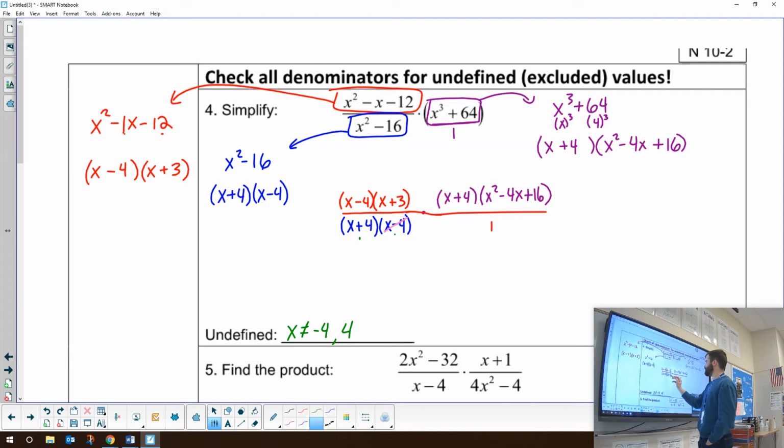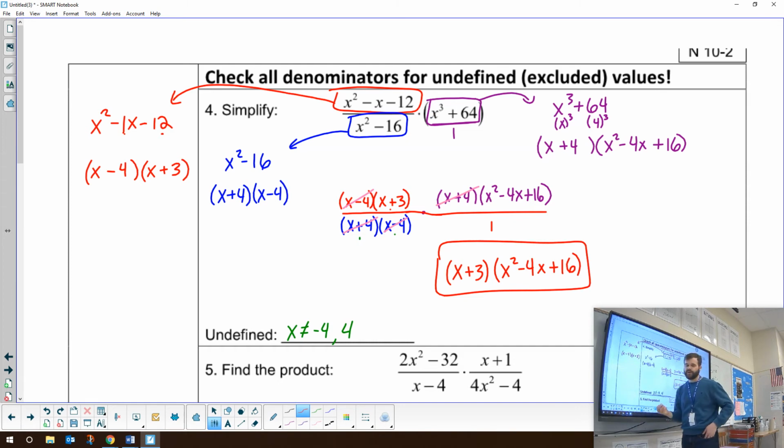This x minus 4 and x minus 4 cancel. This x plus 4 and this x plus 4 cancel as well. So this leaves me with a final answer of x plus 3 times x squared minus 4x plus 16. Cannot simplify that anymore. Technically, we could multiply it out further, but it's okay to leave them in those parentheses after you've made your cancellations.